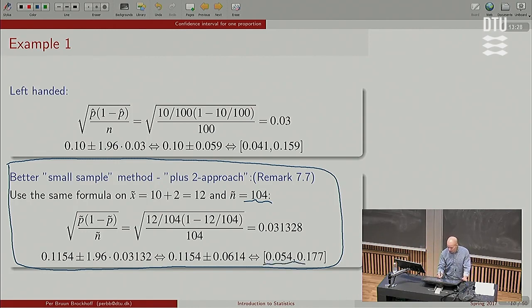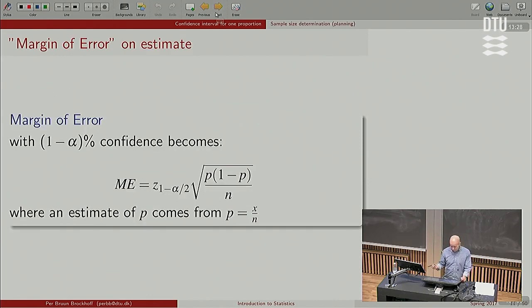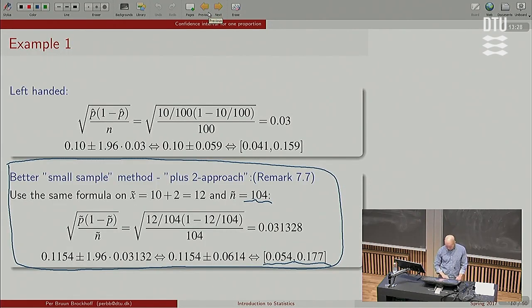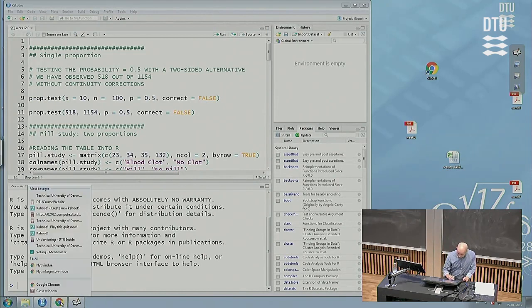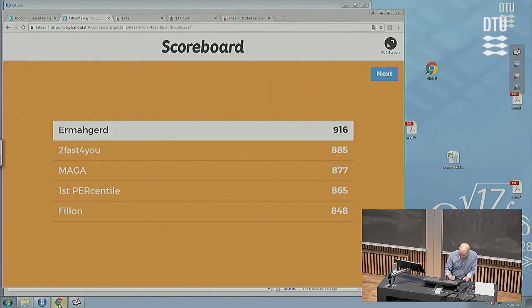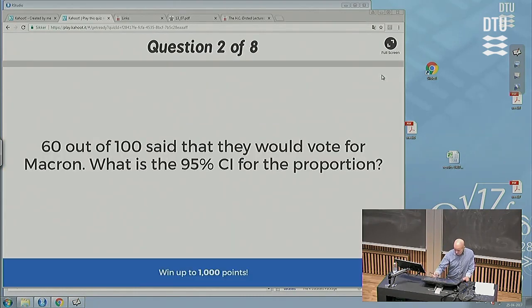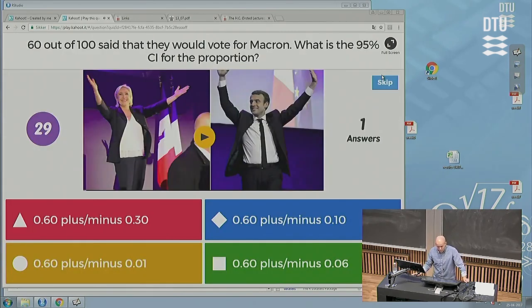It doesn't change results dramatically, and it indicates that when we have 10 and 90, it doesn't really invalidate the original formula drastically. Let's see. Are you ready? 60 out of 100 now. Just apply the formula. Or think.